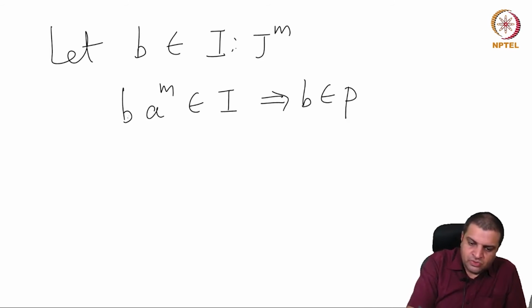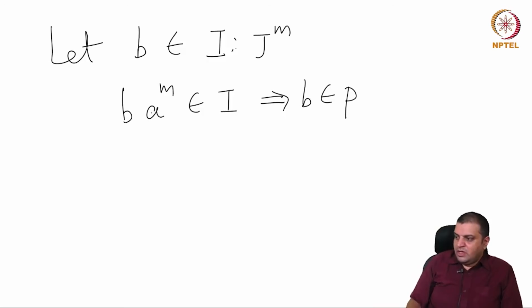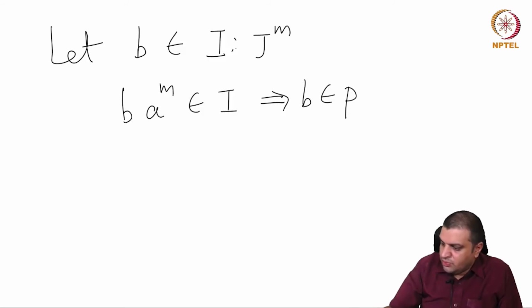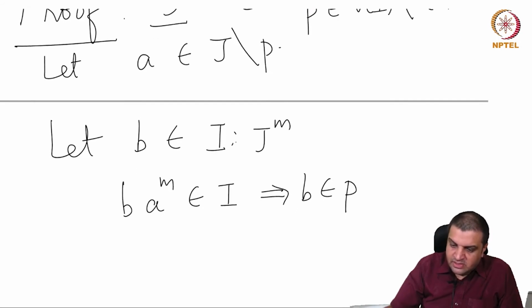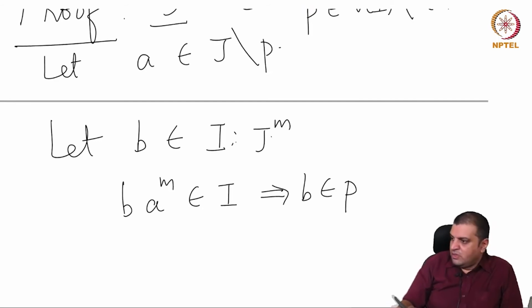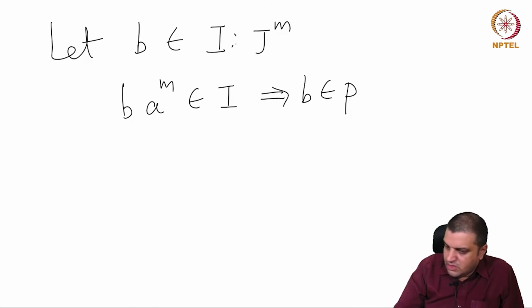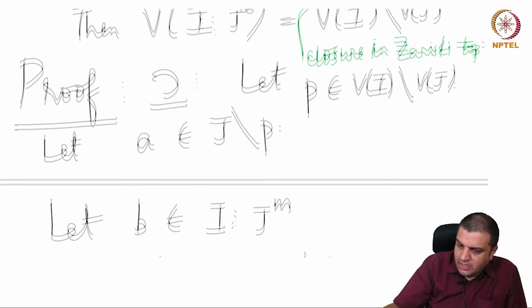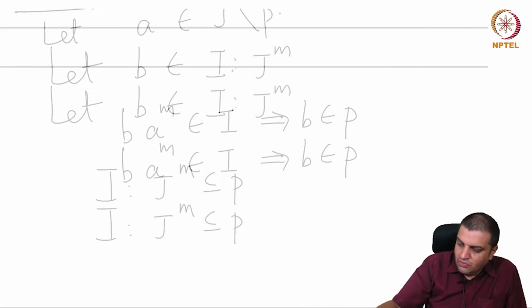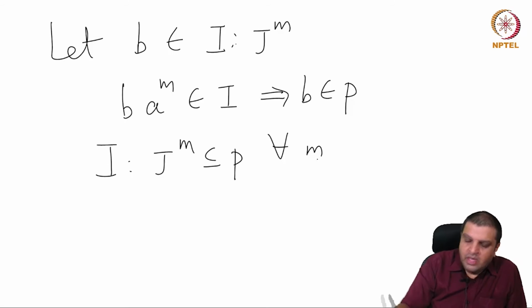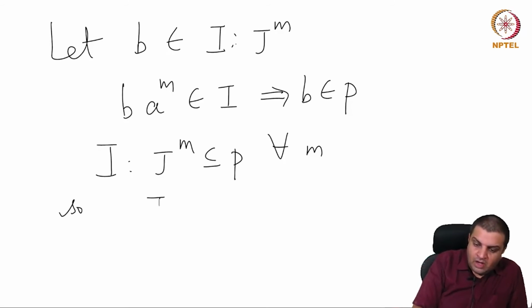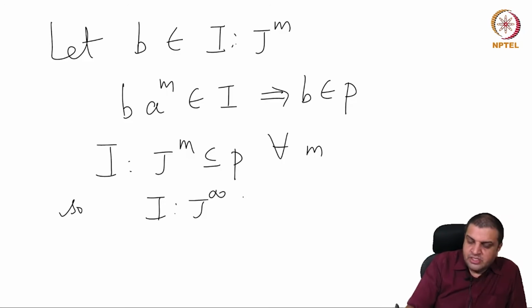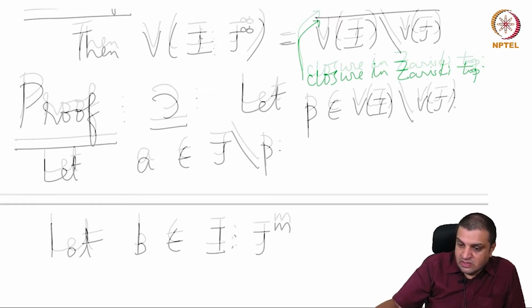A is not inside P, so this says B is in P. Okay, so what is the conclusion? We chose an element B that is inside I : j^m. So this one says that I : j^m is inside P. P was chosen here, for every m. So I mean the j-saturation of I is inside P, and that's exactly the statement.